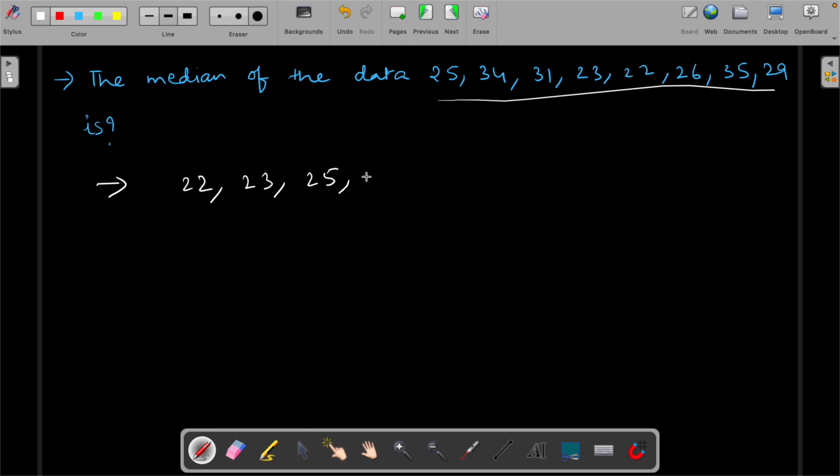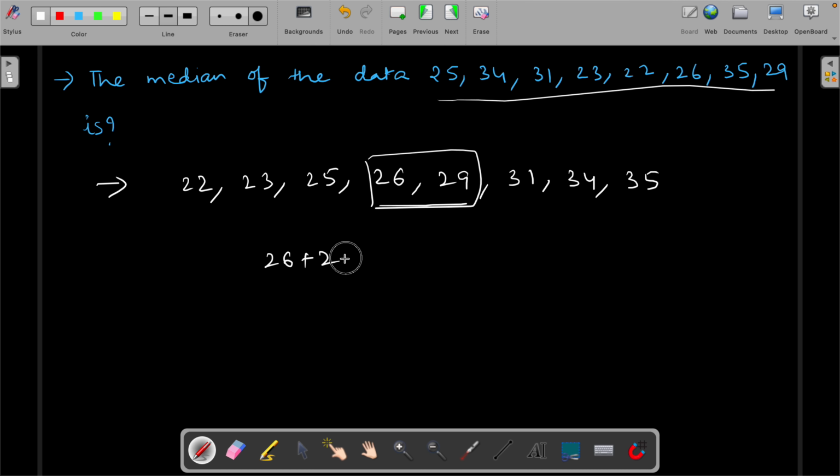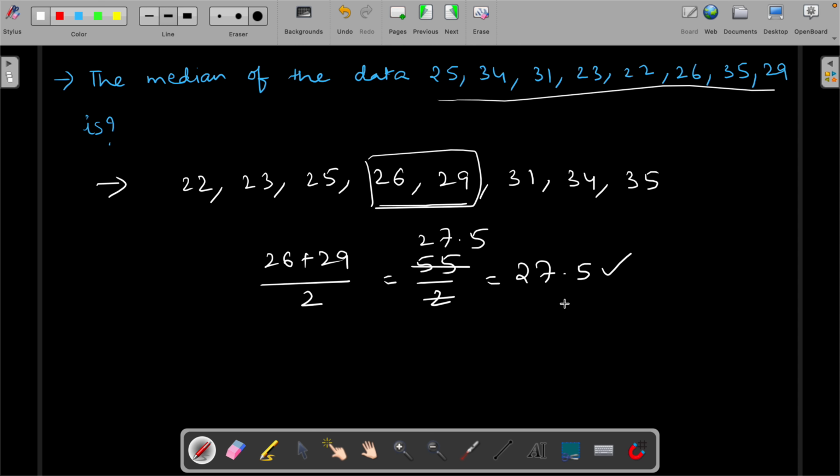25, 26, 29, 31, 34, 35. What are the middle two elements? 26 and 29. So we need to find the mean of these two elements, which is (26 plus 29) by 2, which is equal to 55 by 2, which is 27.5. So this is the answer.